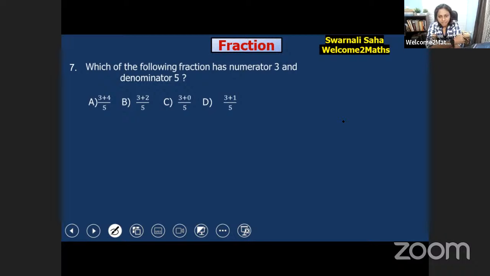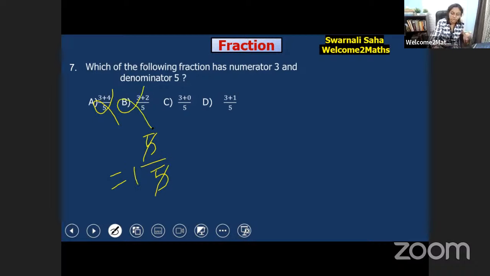So let's see the answer. Did you solve the question? First is 3 plus 4 by 5. 3 plus 4 means 7, so 7 by 5. It is not the answer, so let's eliminate this. Now let's move on to option B. Here we have 3 plus 2 by 5. 3 plus 2 means 5, then again 5, 5 by 5 is 1. So let's eliminate this. Obviously, it's not the right one.